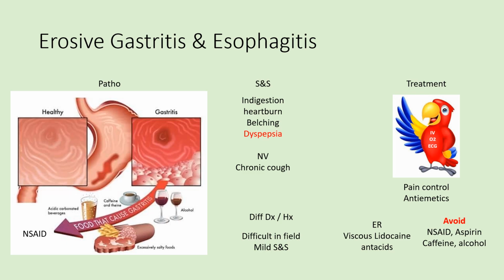Pre-hospital treatment, IV, O2, monitor, get that line, give them some pain control and some antiemetics if they are vomiting. In the ER, they're going to give them some viscous lidocaine, some antacids, and do further tests. Have the patient avoid nonsteroidal anti-inflammatories, aspirin, caffeine, and alcohol, all those good things that cause it.